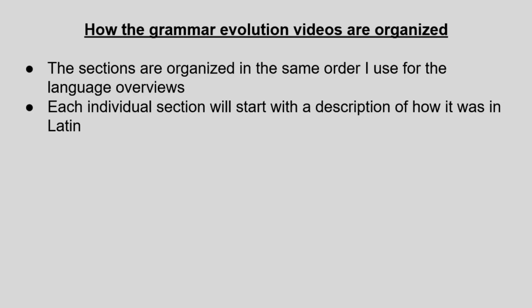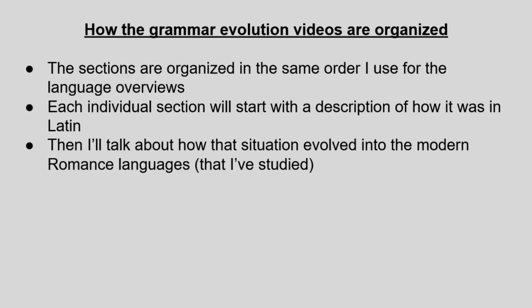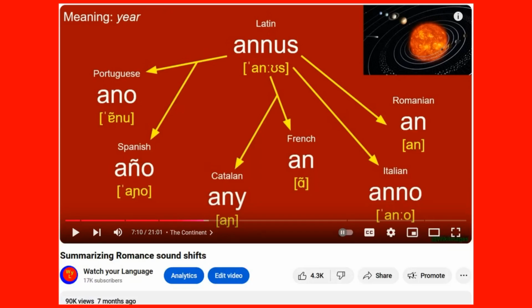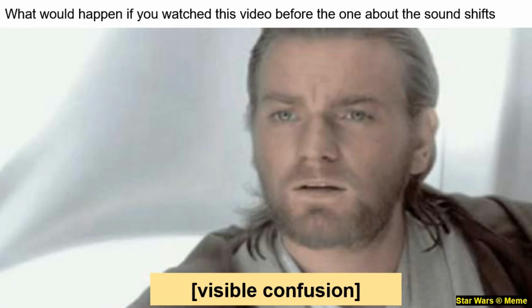Each section will start with how it was in Latin and be followed by what happened afterwards in the descendant languages. I won't talk about changes that are solely sound-based unless it led to a particularly interesting grammatical development, as all the sound shifts were covered in the prequel. Speaking of the Romance sound shifts video, if you haven't watched it yet, go do that now or you'll be missing a lot of context for this video.